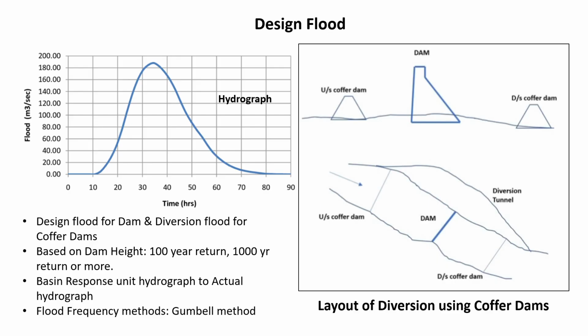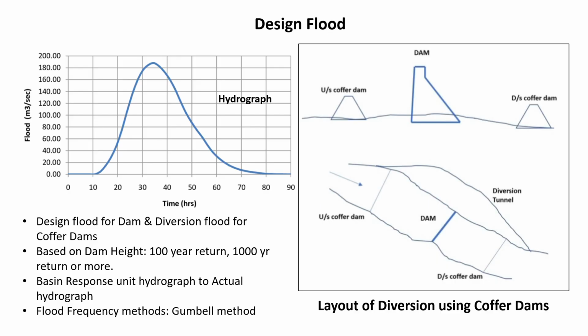Coffer dams are temporary for construction purpose, so the diversion flood is estimated for 25 years flood or according to the dam complexity. There are many ways in estimating the flood. Important method is by estimation of hydrograph. For this first we have to delineate the basin up to the dam point. Based on the basin character, we have to estimate the unit hydrograph.